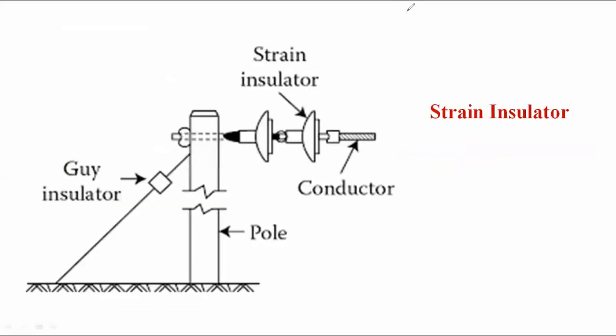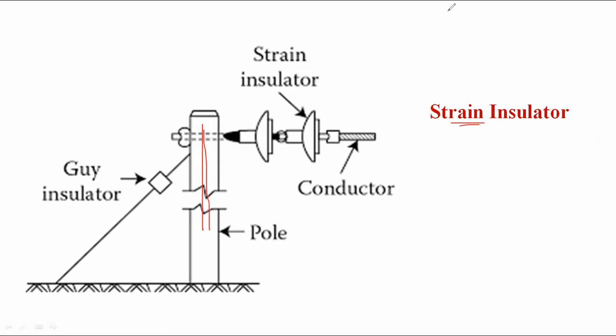The next one, the third one, is the strain type insulator. This type of insulator is mainly used wherever there is great tension, that is at the end of a dead zone, a cross section or a corner. It is similar to the suspension type insulator, but it is connected in the vertical plane, according to the structure position. It is used for transmission lines.